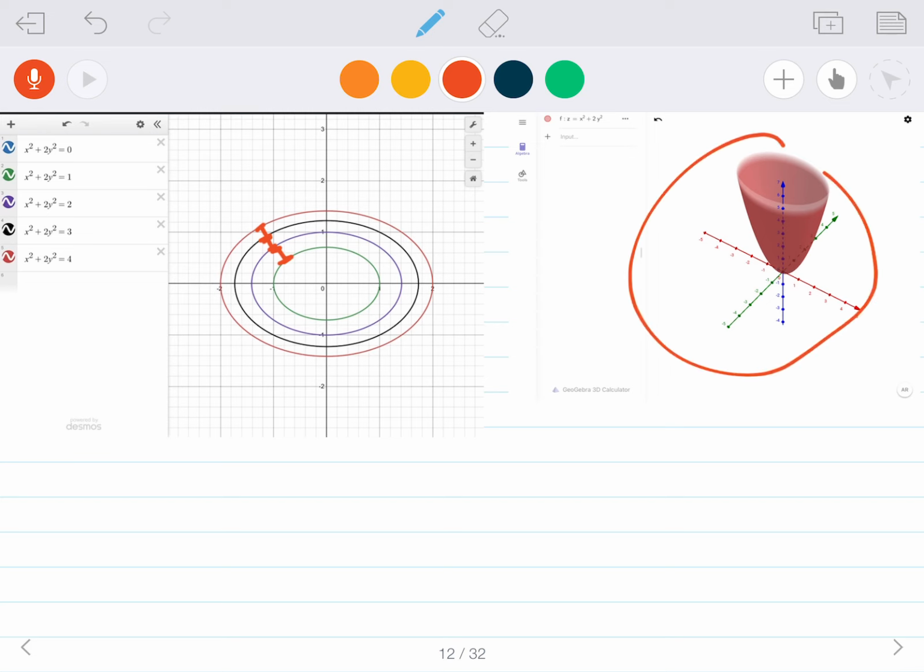And if we plug our function into GeoGebra, we can see the bowl shape here, and we can see that it's different from the first bowl that we looked at, because if we look at it from the top, we can see that this opening is an ellipse rather than a circle.